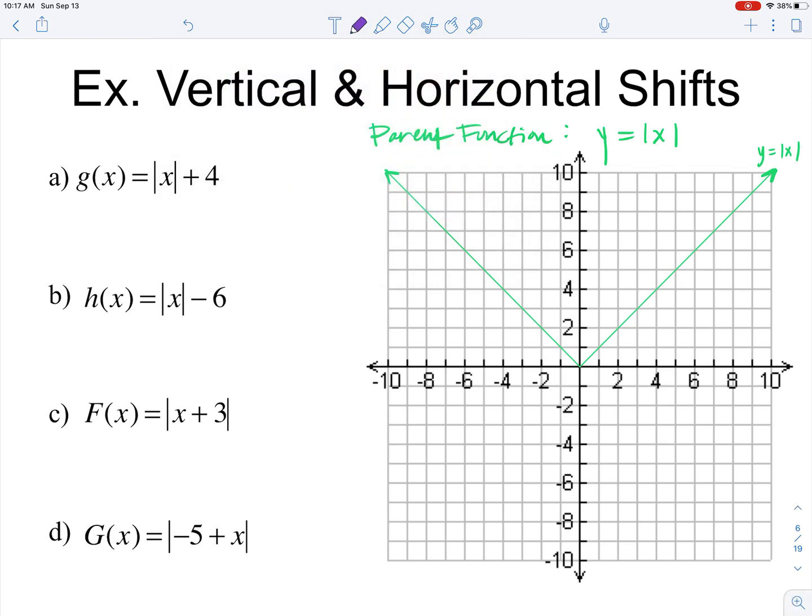Now, if we want to graph g of x, that plus 4 is going to be a vertical shift up 4 units. Every point that lies on the parent function will be shifted up 4 units. And it's helpful if you're familiar with the parent function, which you should be, just thinking about shifting a few of those points, like the points that are about the origin. Okay, so this would be g of x.